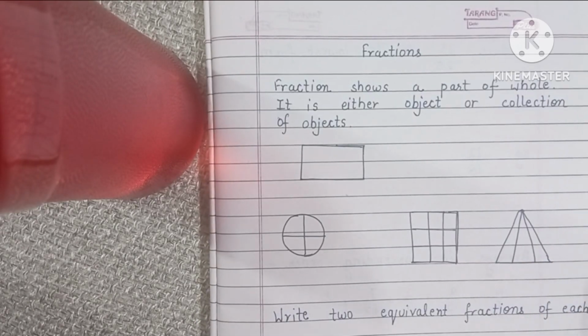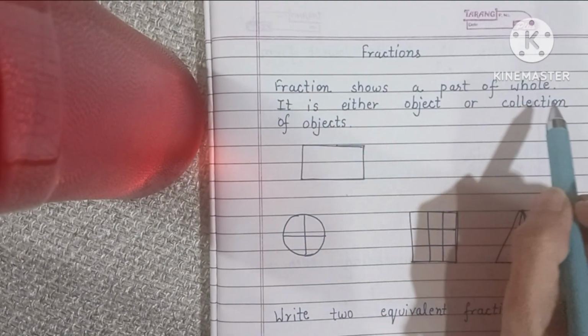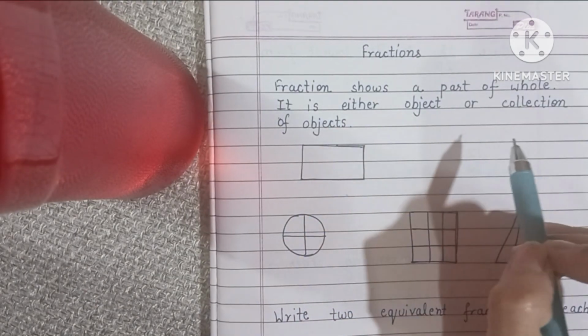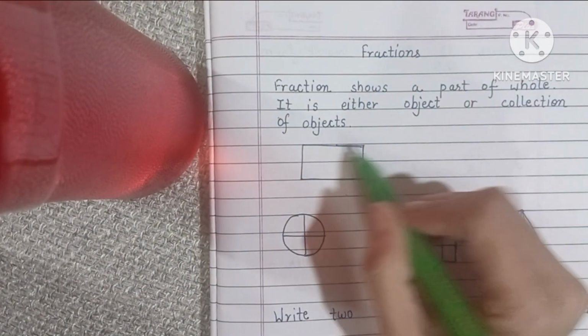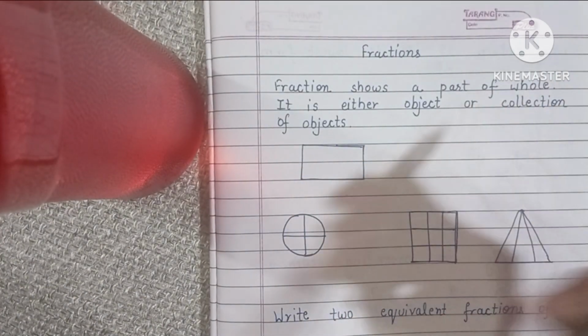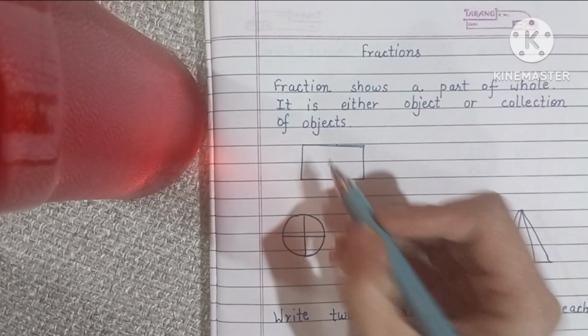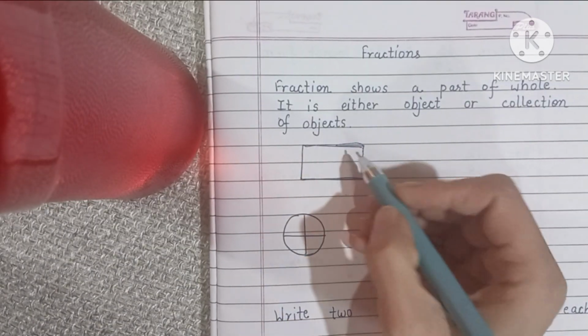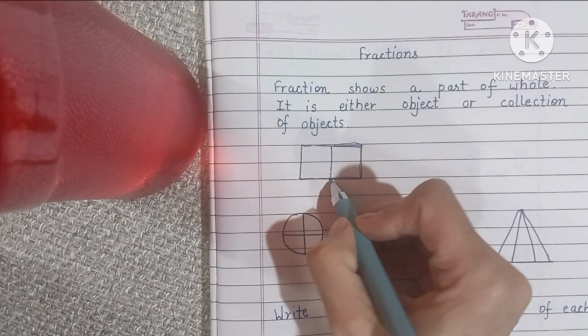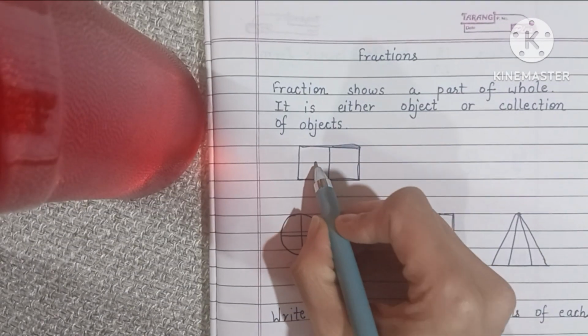So guys, hello. Today we study fractions. A fraction shows a part of a whole. It is either an object or a collection of objects. In this rectangle, or you can say any object like cardboard, this is the whole part. If we draw a line here, then what part is it?